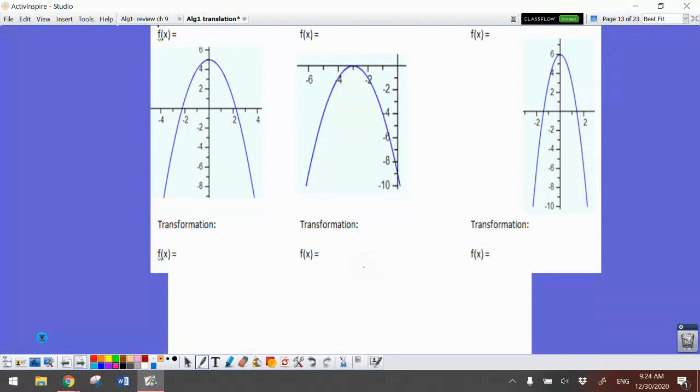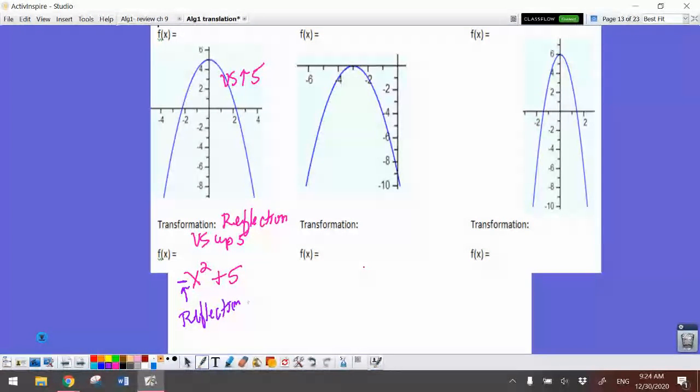All right, let's see how you did. This one has two things that happen. It has a reflection, which means I'm going to have a negative, and then a vertical shift up of 5, a VS up 5. So I know I have an x squared and a plus 5. Where does the negative go? The negative goes in front. This is what causes the reflection, so I need to have that negative 1 in front.